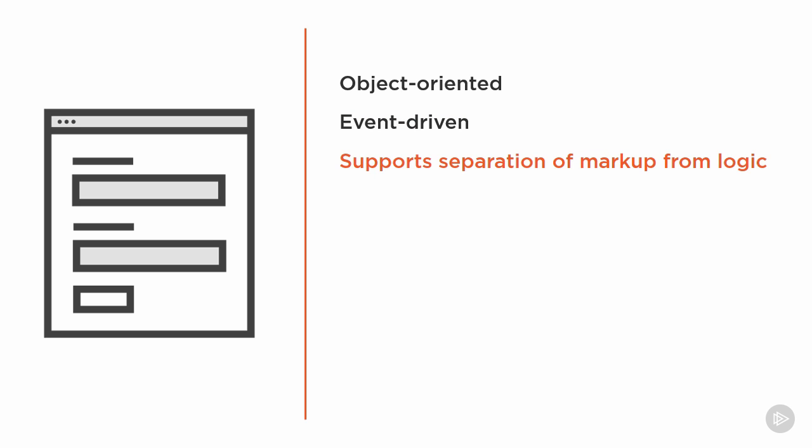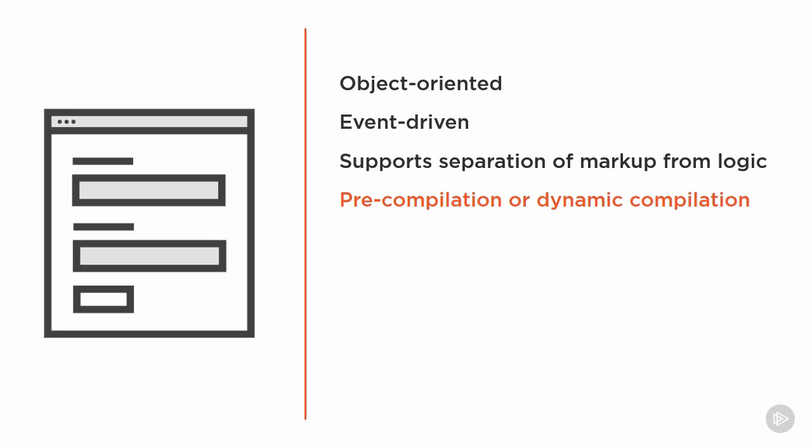What are some interesting features to Web Forms? It's highly object-oriented, much like Windows Forms was. Highly event-driven. Events are available at the page level, control level, in the entire HTTP pipeline. It supports separation of markup from the logic, unlike classic ASP where it was inline. Separate code files can exist for each page.